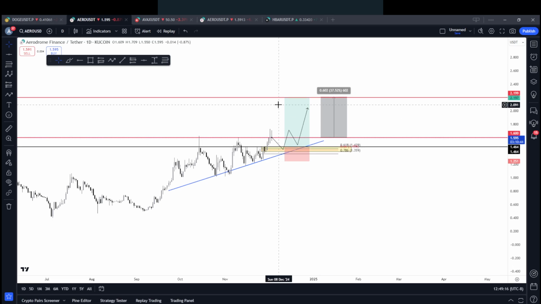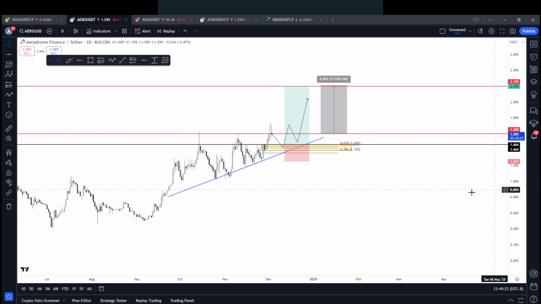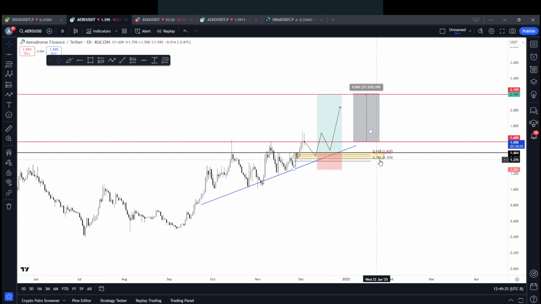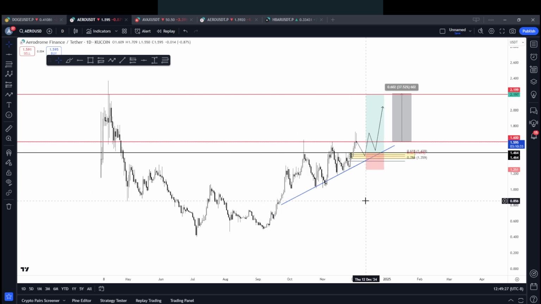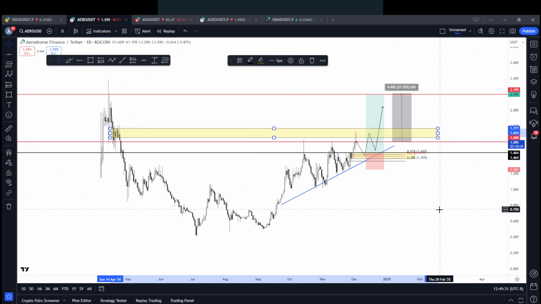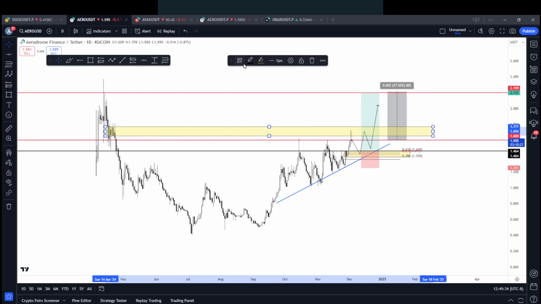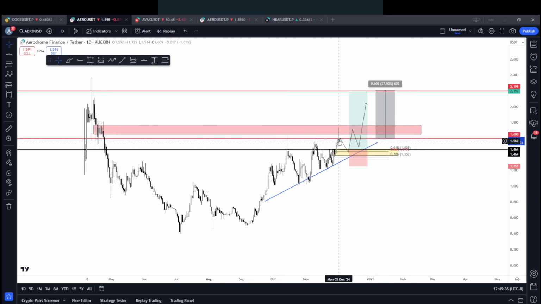Now again, disclaimer, these are just ideas. I'm not taking any of these trades. If you are, that is your risk and solely your risk yourself. I'm just sharing potential plays. However, very, very strong supply zone here. I expect rejection back down to there.